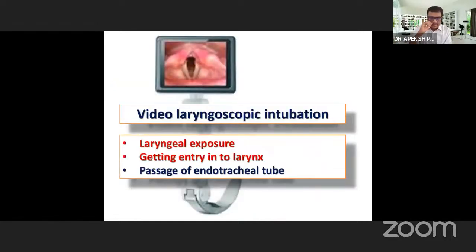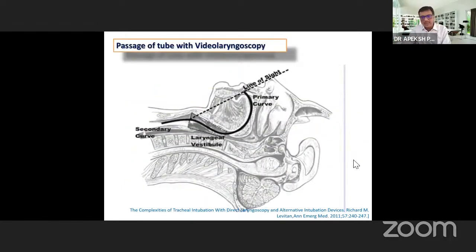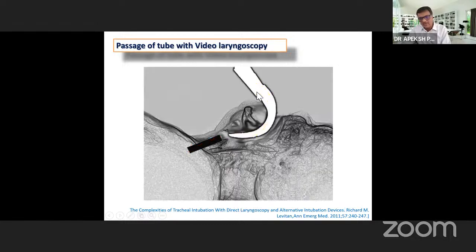So, the third part of video laryngoscopy intubation is the passage of the endotracheal tube. We are not creating a direct channel for the passage of the endotracheal tube with video laryngoscopy. So the endotracheal tube has to be moved as per the oropharyngeal laryngotracheal curve. Look at this. Suppose this is the video laryngoscope in C2, and this is the trachea which travels downward. This causes a disparity of angle between the video laryngoscopic blade and the tracheal direction, and this causes difficult passage of the endotracheal tube.